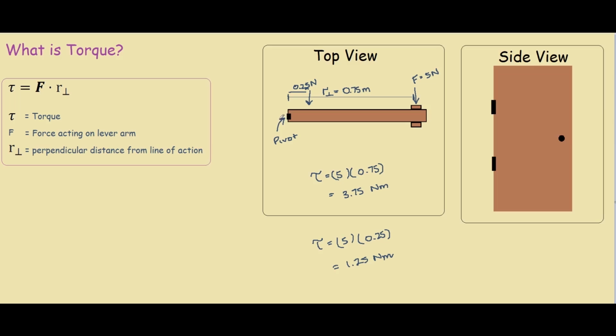And you can also try this experiment on a door that you have in your house. Try pushing it closer and closer to the pivot point. You'll find it's much harder, and if you push exactly on the pivot point, you would find that you have 0 torque, which means the door will not even rotate this way.